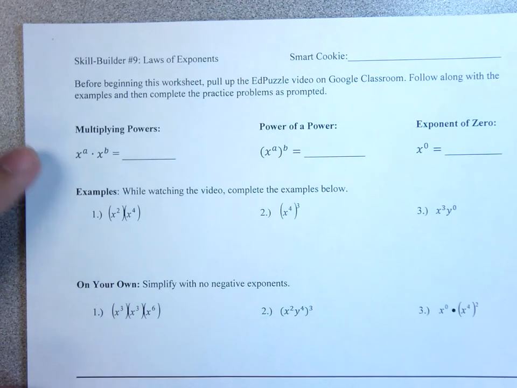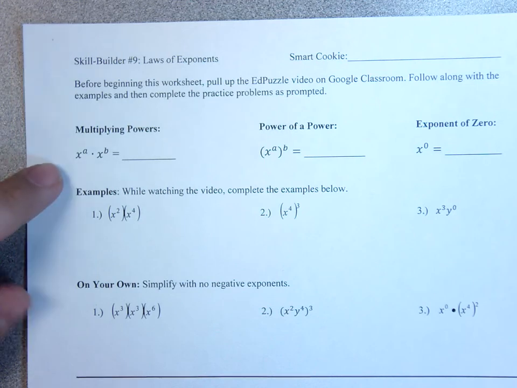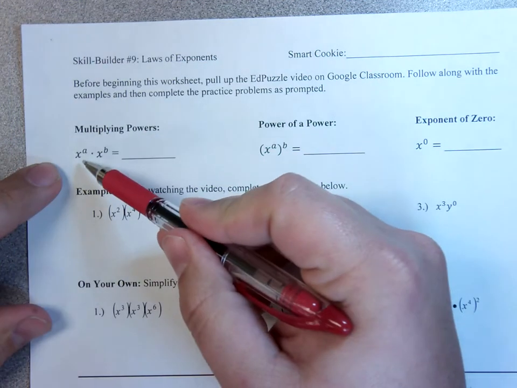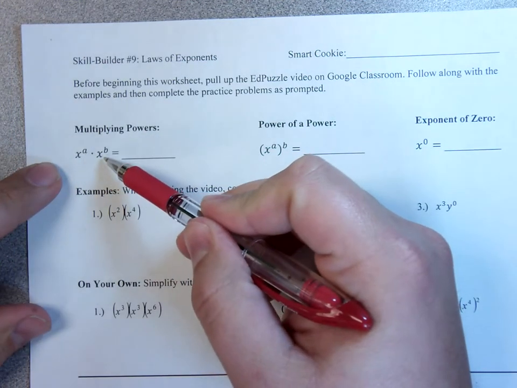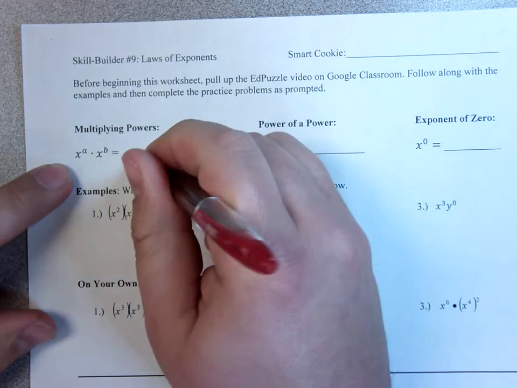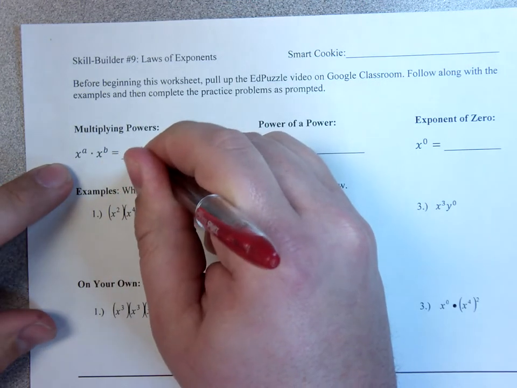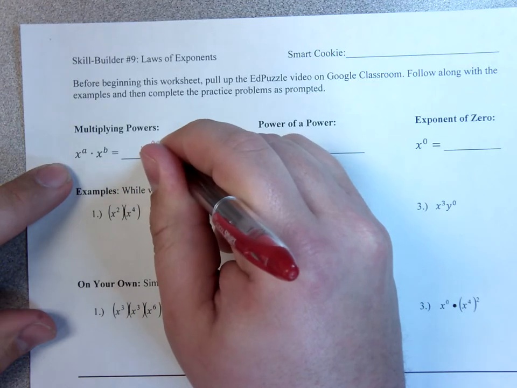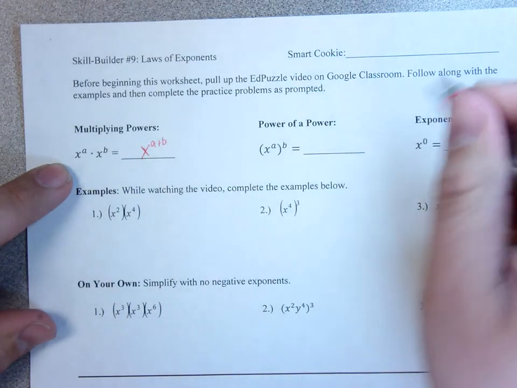Skill Builder number 9, we're going to review laws of exponents. The first law of exponents we're going to look at is multiplying powers. So if we have x to the a power times x to the b power, since we're multiplying the bases, we're going to add the exponents. So it'd be x to the a plus b.